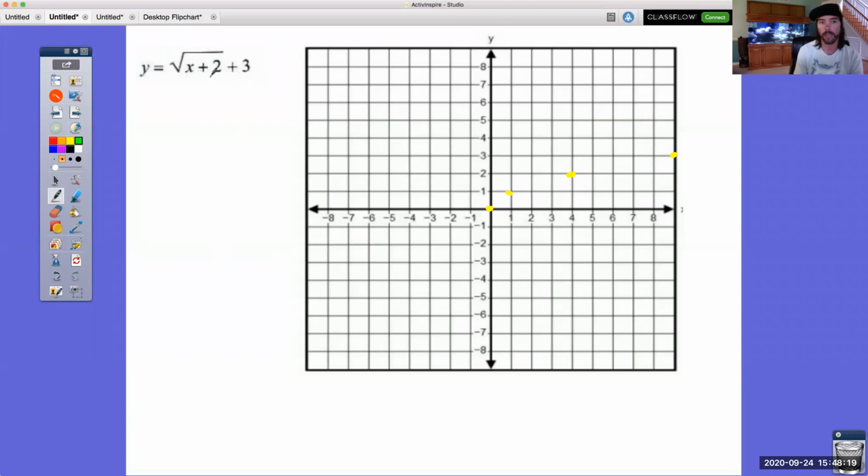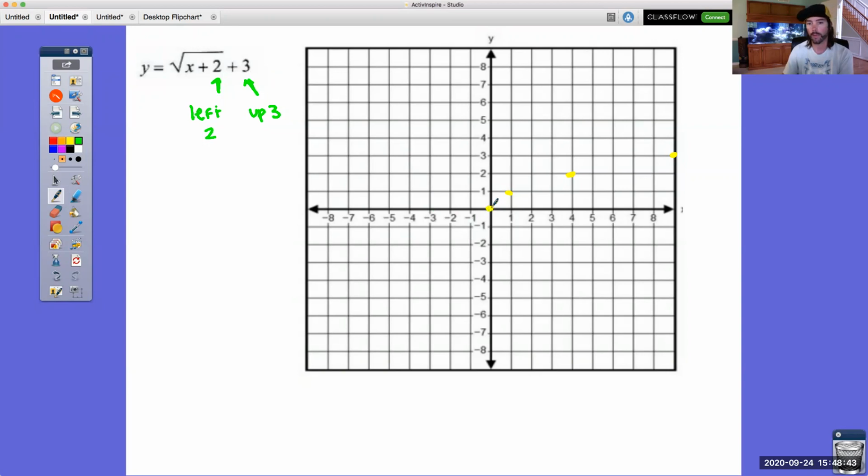There's a number in the square root after the x. That's your left and right. If that's a plus 2, it's opposite. It's going to go left 2. The number on the outside of the square root, after the square root, is your up and down movement. That's a 3, that's positive, it's going to go up 3. So I'm going to move those 4 points left 2, up 3.